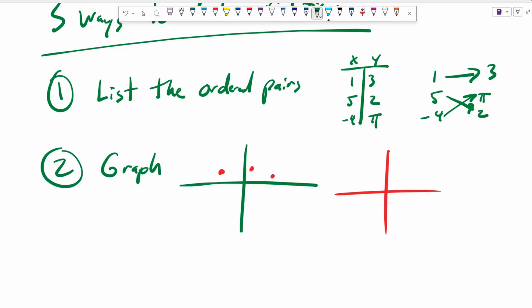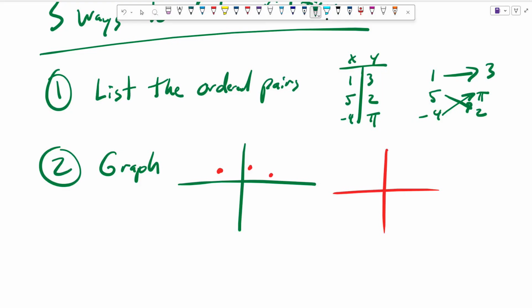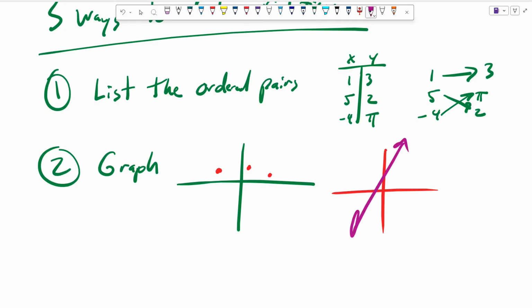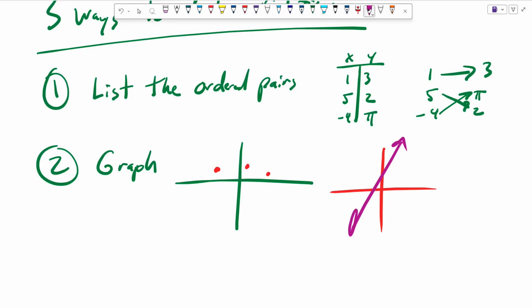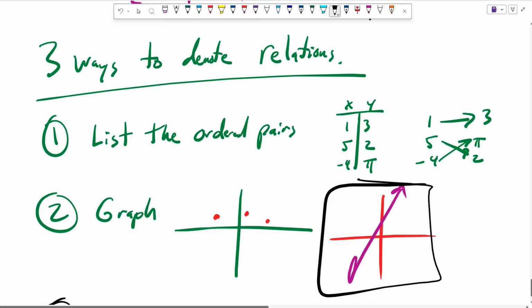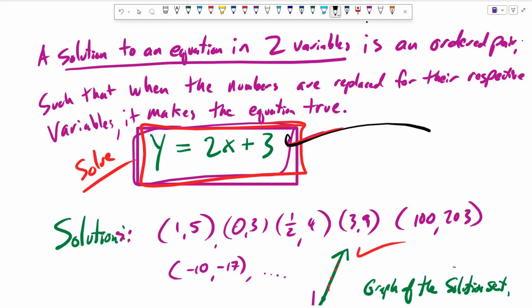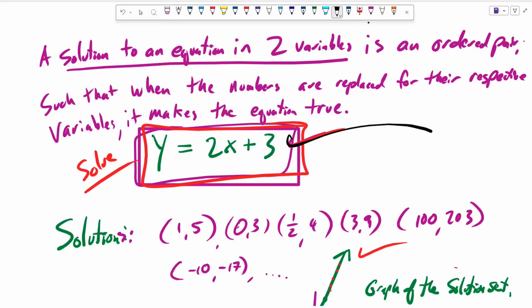The second way: what else can we do with ordered pairs? Just like we did up here, we graph them. You can graph the relation. It could be like this, or like we did earlier, we can have an infinite number of ordered pairs. That's typically when we graph a relation, when there's an infinite number of them.